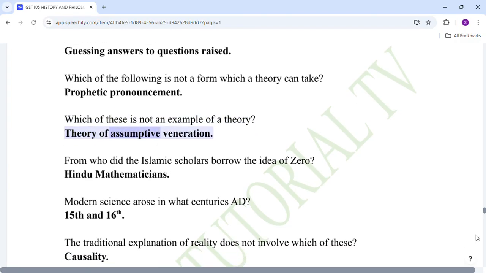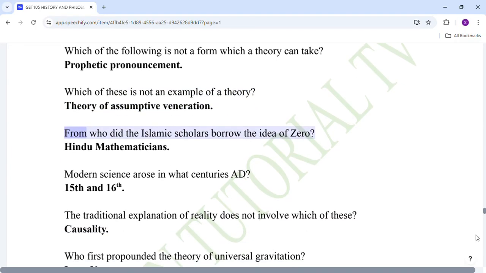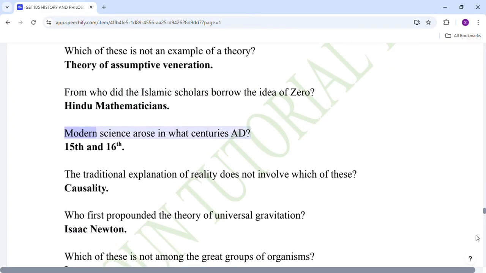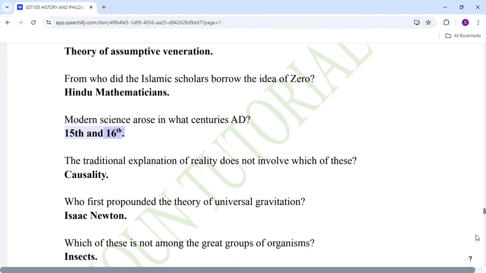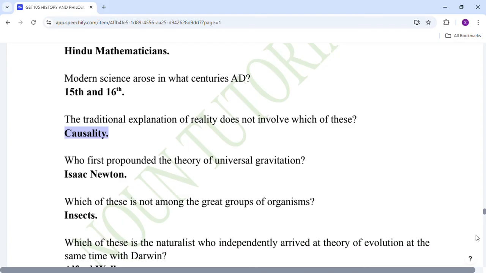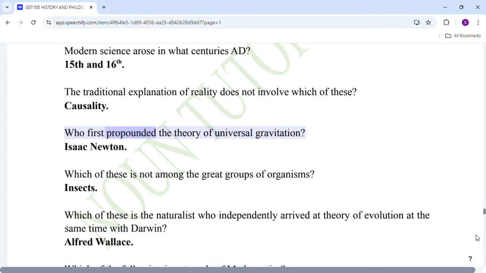Which of these is not an example of a theory? Theory of assumptive veneration. From whom did the Islamic scholars borrow the idea of zero? Hindu mathematicians. Modern science arose in what centuries AD? The 15th and 16th. The traditional explanation of reality does not involve which of these? Causality. Who first propounded the theory of universal gravitation? Isaac Newton.